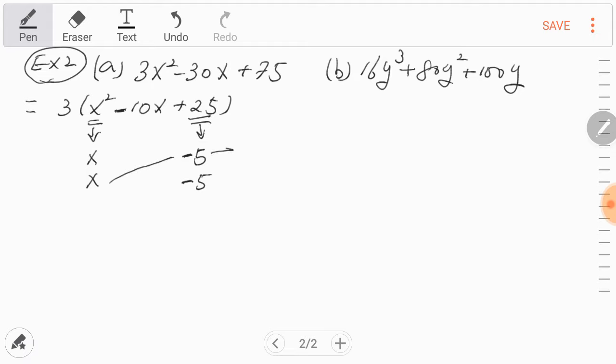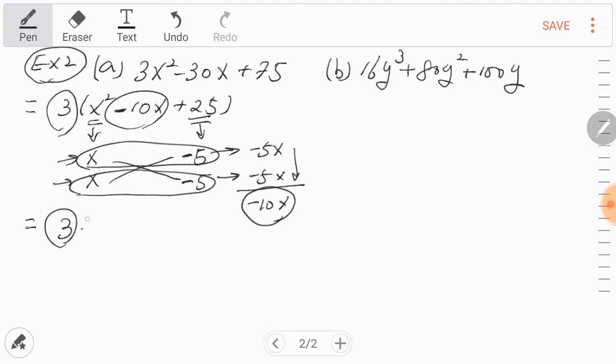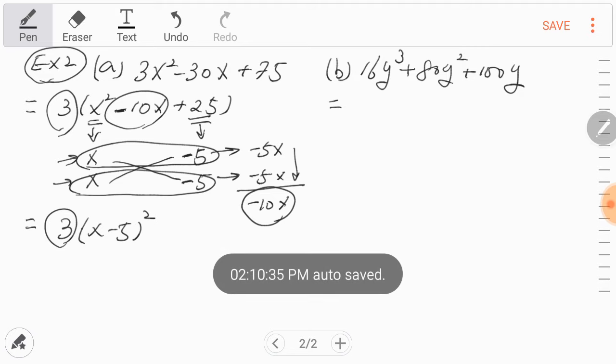And then do the cross multiply, then negative 5x, and this one is negative 5x. And then the sum is negative 10x, which is the same as the term in the middle. So the first factor is x minus 5, the second factor is x minus 5. So the result is 3 times, don't forget this 3, times x minus 5 squared. Okay, the next one, letter B. Even this one has a common factor. 2 is the common factor, 4 is the common factor.